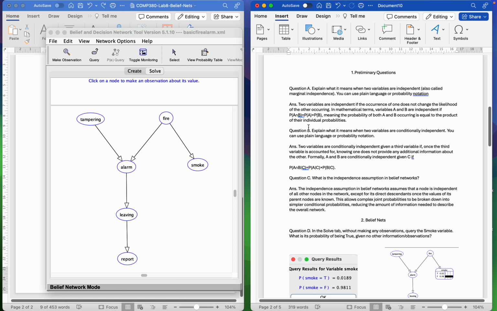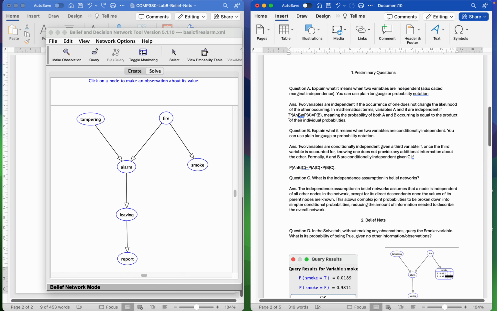Lab assignment 8, and the topic is belief networks. Starting off with the preliminary questions, first is explain what it means when two variables are independent, also called marginal independence. It means that two variables are independent if they are not dependent on each other for their results. If one occurrence does not affect the likelihood of another one, for example, condition A is not affecting condition B and B is not affecting condition A in any circumstances, then they are independent.